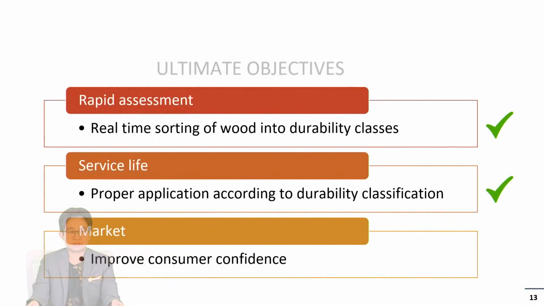So back to our ultimate objective, we were able to produce a method that has a real-time sorting of a large number of samples into its durability classes. And hopefully this can give better advice on the proper application according to durability classification. For example, the highly durable and moderately durable can be used for outdoor application, or the non-durable can still be used for indoor or outdoor application, but with a proper preservative treatment to protect them. Hopefully, this can also improve the consumer confidence in utilizing timbers based on the durability classification.